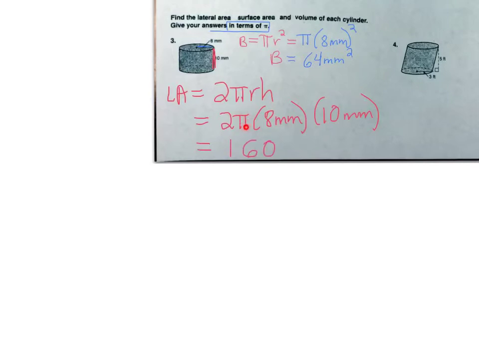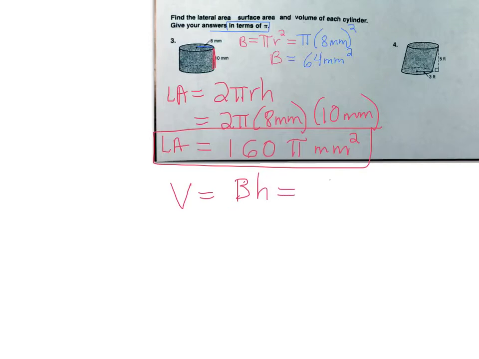Then you're going to write pi. So first is a constant, then pi, and then the unit of measure. Millimeters times millimeters is square millimeters. So the lateral area is 160 pi square millimeters. The volume formula is area of the base times the height. The area of the base is 64 square millimeters multiplied times the height, which is 10. Those two numbers give 640 cubic millimeters.